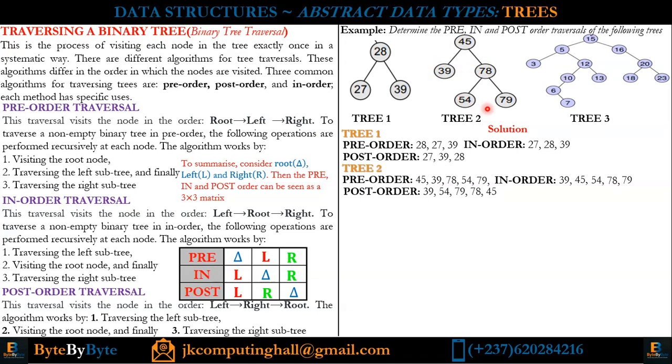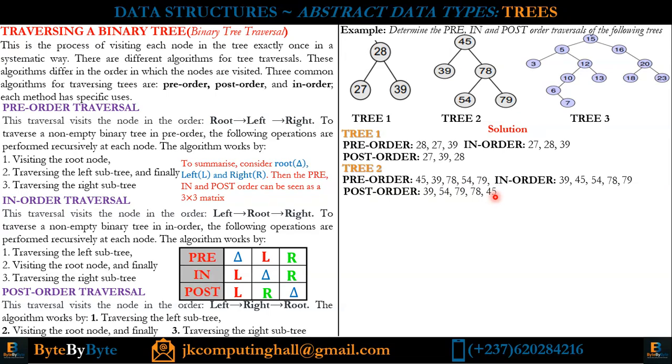But this right is another tree with this as root. And this being the root, this is the left, 54. After the left, where do I visit? The right, 79. So I visited the left, I visited the right. So I move now to the root, which is 78. And you realize that for this one now, I visited the left, I visited the right. So I move to the root, which is 45. And that is why the post-order traversal of tree 2 is 39, 54, 79, 78, 45.